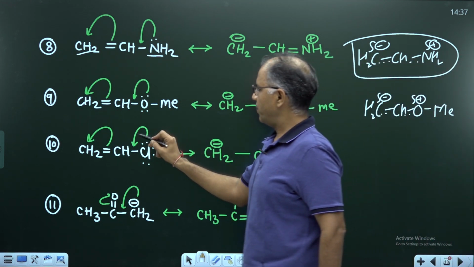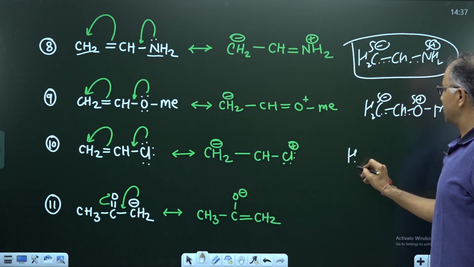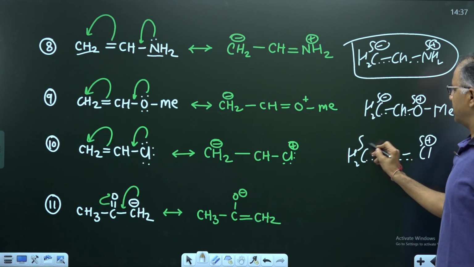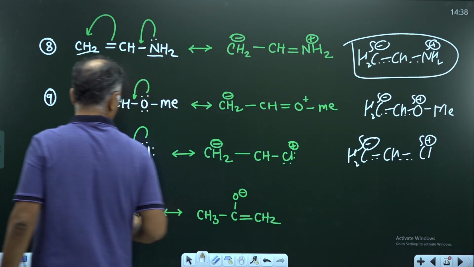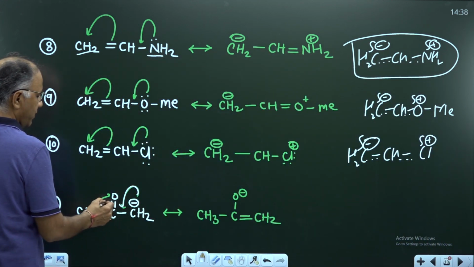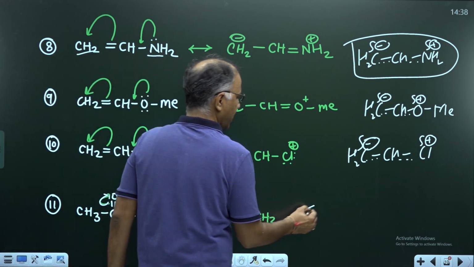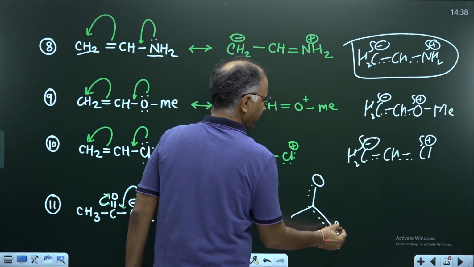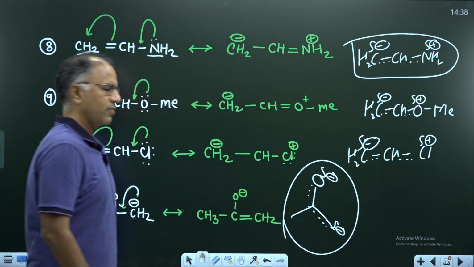In 10th, again lone pair converts into pi bond to lone pair. Then what is the resonance hybrid? Chlorine has a positive charge and carbon has a negative charge. Similarly, in example 11th, this lone pair converts into pi bond to lone pair. This will form. Then what is the resonance hybrid? The negative charge will be shared among carbon and oxygen. This is the resonance hybrid. Got it?